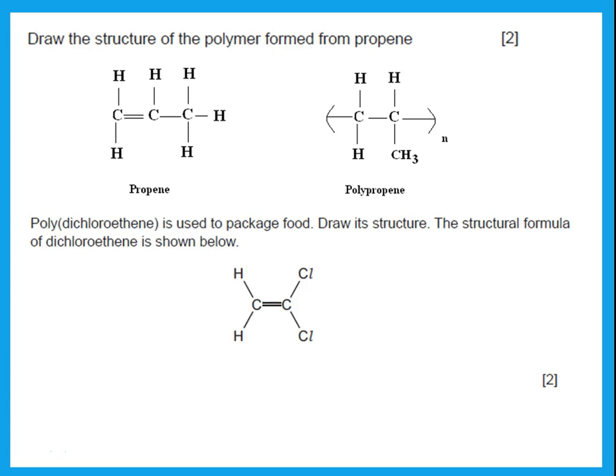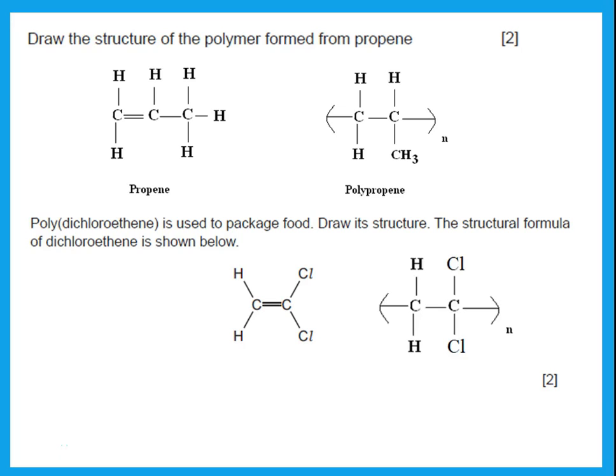Okay. Now, polydichloroethene is used to package food. Draw its structure. The structural formula of dichloroethene is shown. We said if I say polydichloroethene, that means the polymer of dichloroethene. So he already gives you the structure of dichloroethene. That's that compound that is drawn, and he wants you to draw the polymer.